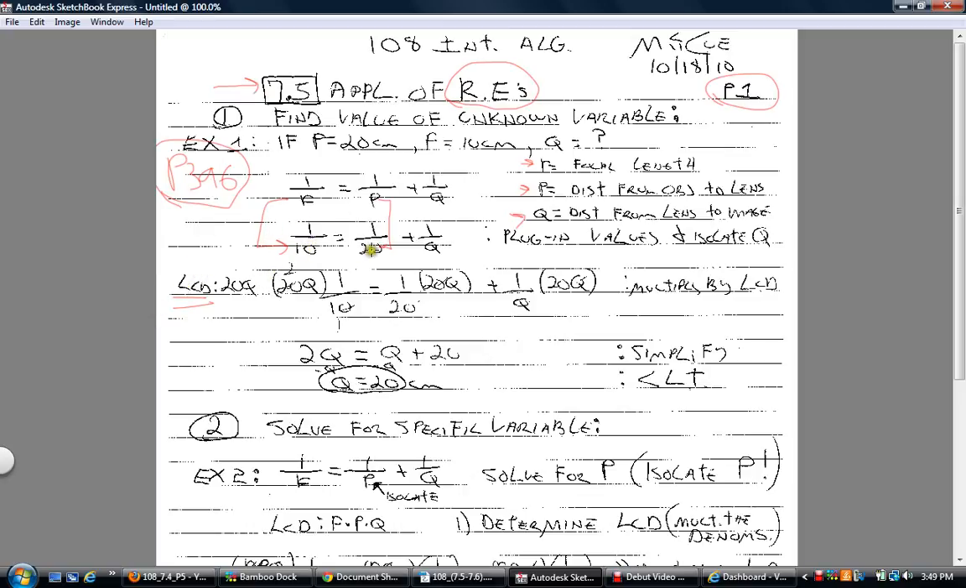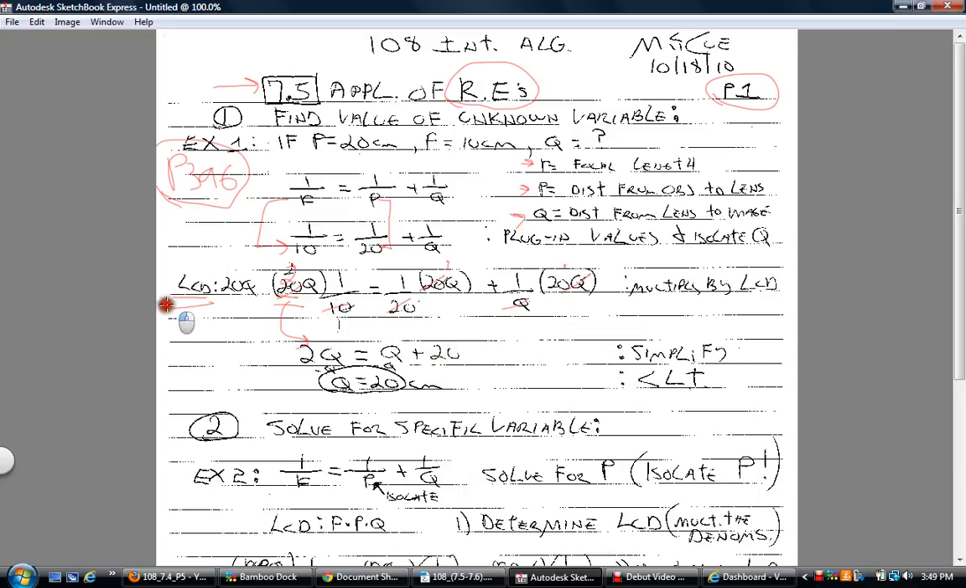So you have 10 and 20 and q. Between 10 and 20, the LCD would be 20 because 10 goes into 20, and the q. So every term got multiplied by 20q. The beauty of this is it's going to clear out the fractions because 10 goes into 20 two times, leaving you 2q. Notice the fraction's gone. 20 goes into itself once, 1 times 1 is 1q, and q divided by q equals 1, so that cancels out because it's 1 times 20, and you get 20.